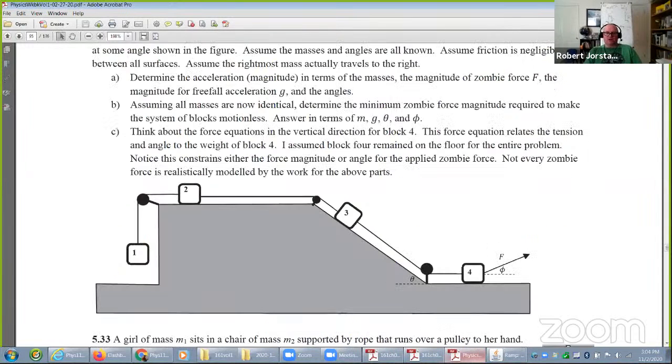Let's go look at that problem again. So we pretty much did all of that. And then notice in part B, it says the masses are identical. Well, that means you could just change M1, M2, M3, and M4 just to M. And then you could solve this for F. Okay, so at this point, the rest of it's not too bad. I'm going to let you do the rest of that one at home.